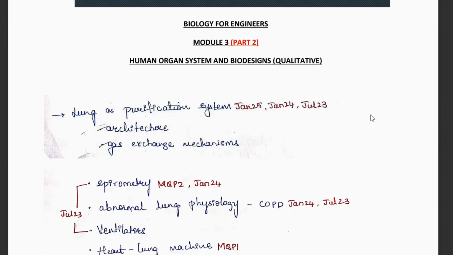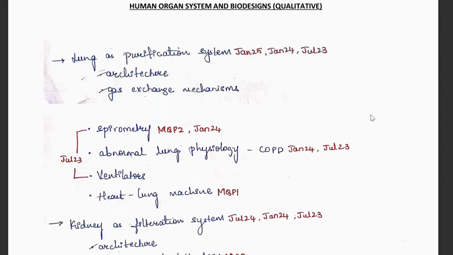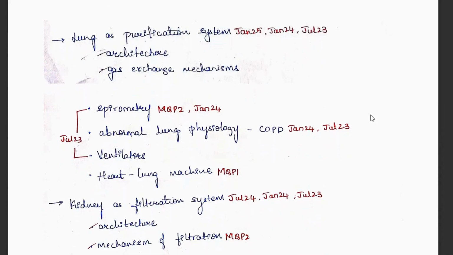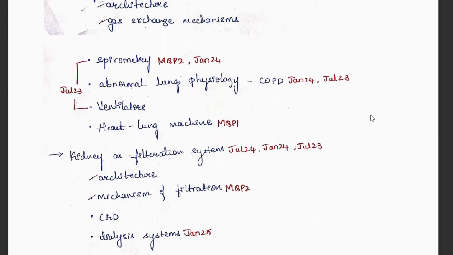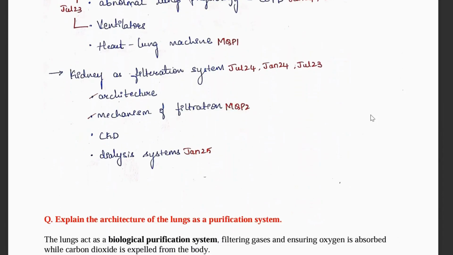In that I am starting with module 3, part 2, Human Organ and Biodesign. So in this video we will be covering the lung as a purification system, architecture and the gas exchange mechanism, spirometry and about ventilators and all, and we learn about the kidney as a filtration system.